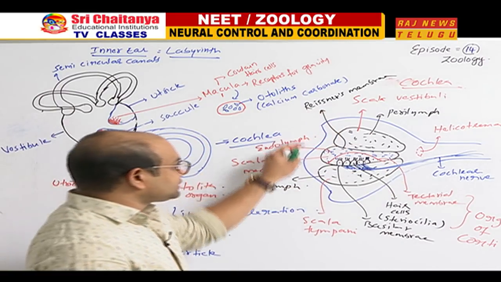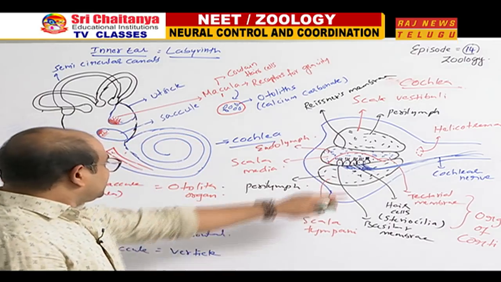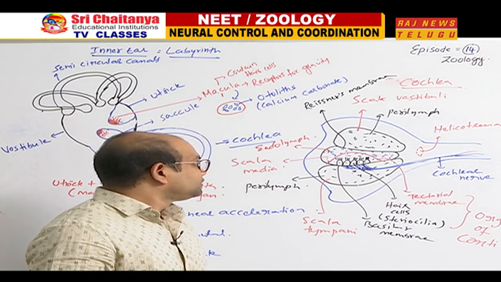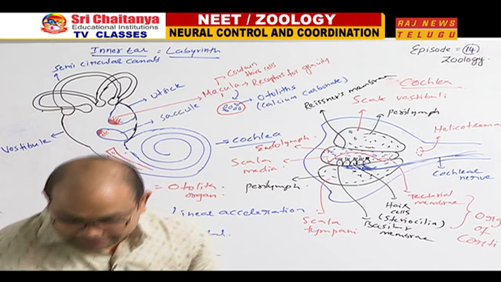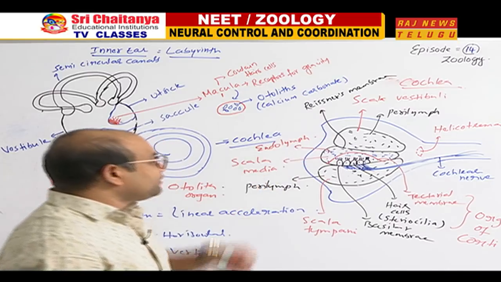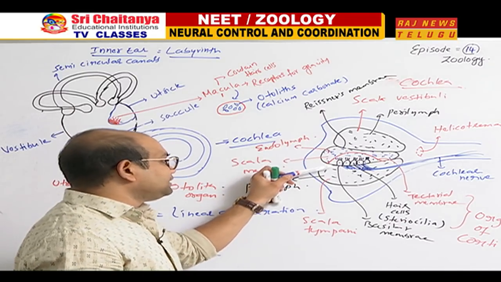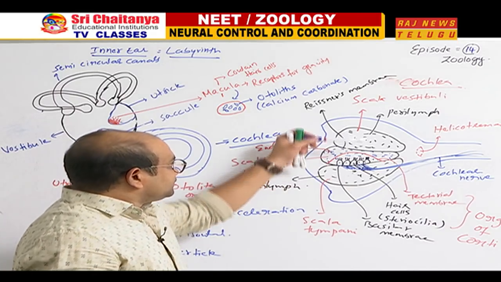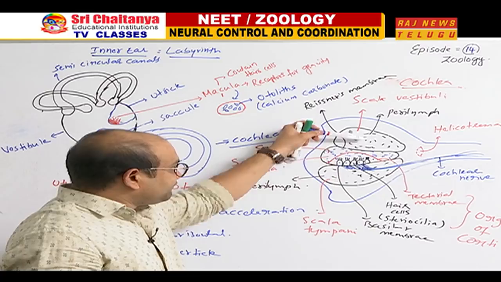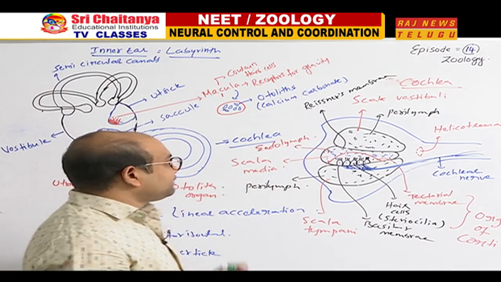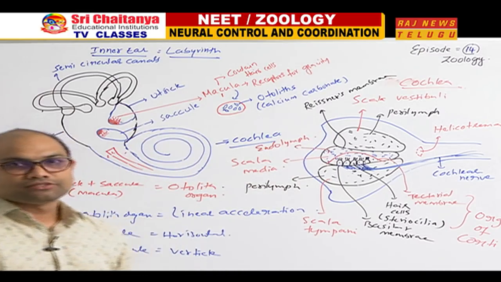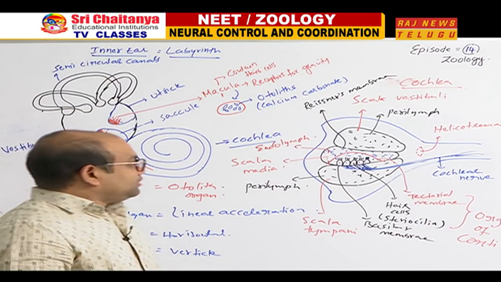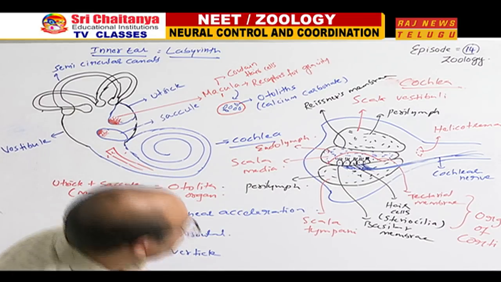So, this is about the structure of cochlea, and it is also having both bony and membranous labyrinths. Reissner's membrane separates the scala vestibuli from media, and basilar membrane is separating the scala media from tympani. Vestibuli and tympani are having perilymph, scala media is having endolymph. So, this is the structure of cochlea. Now, let me discuss some more points, very important points here.